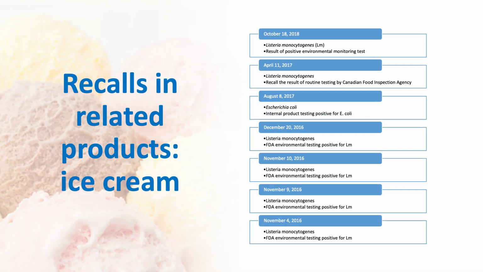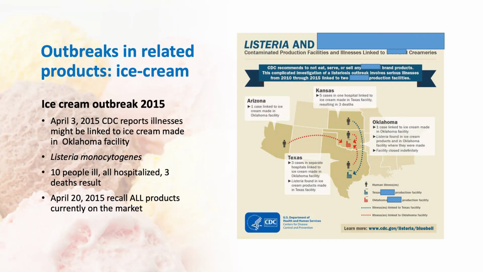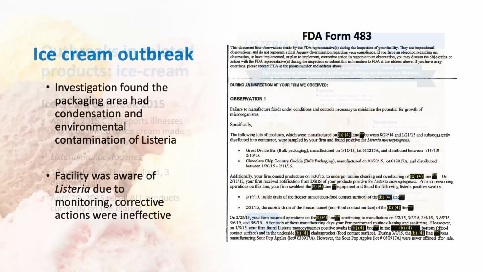The first example I want to walk through is ice cream. Recalls and related products, ice cream. For ice cream, we do have a large-scale outbreak that occurred in 2015 due to Listeria monocytogenes. This outbreak was linked to a large-scale producer of ice cream with 2 production facilities.